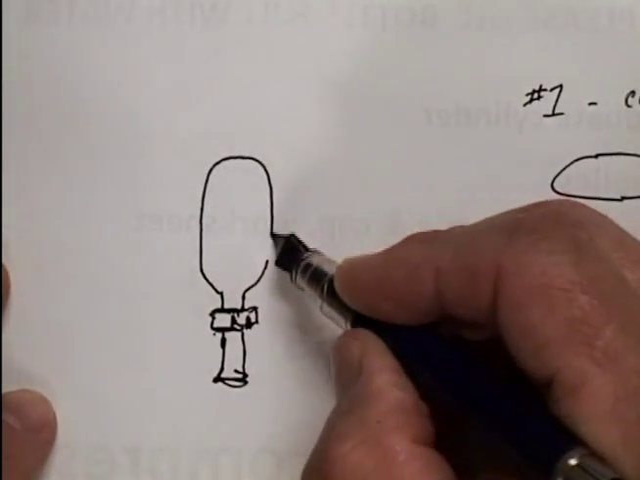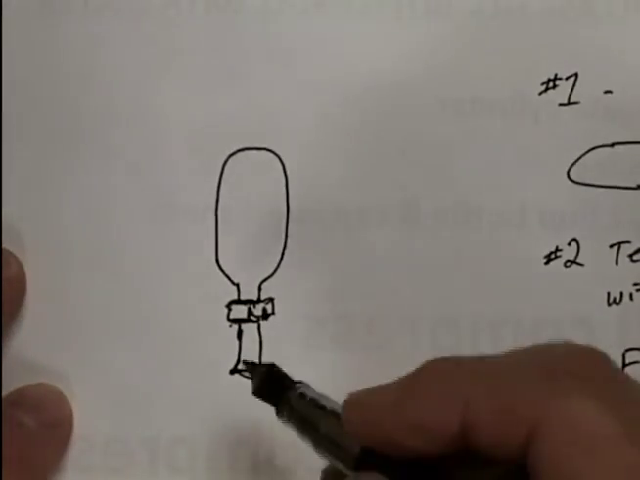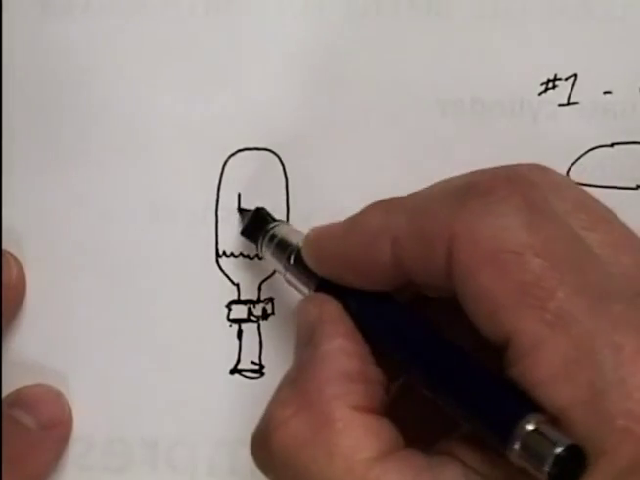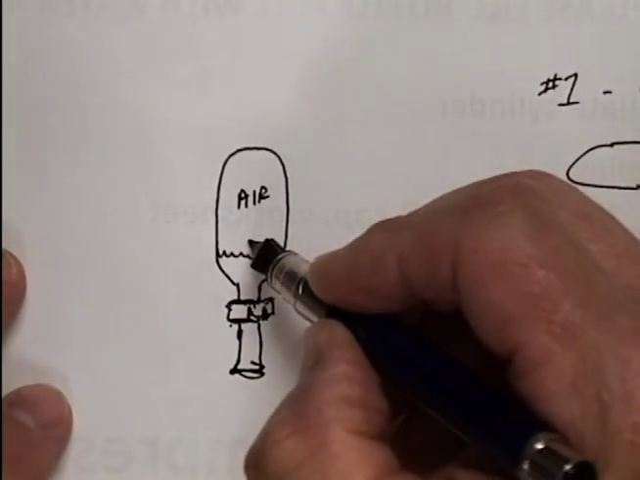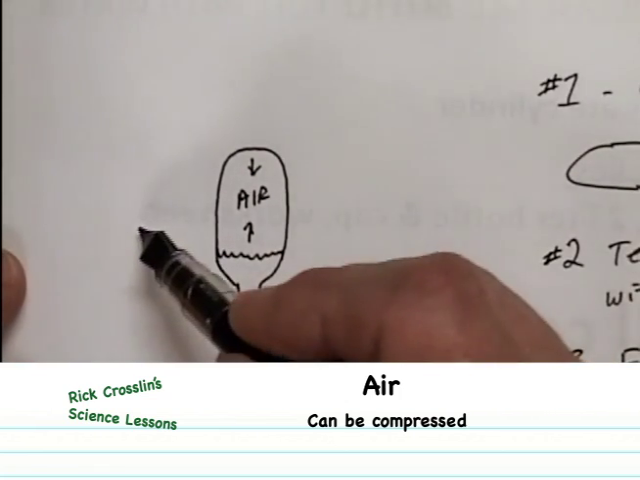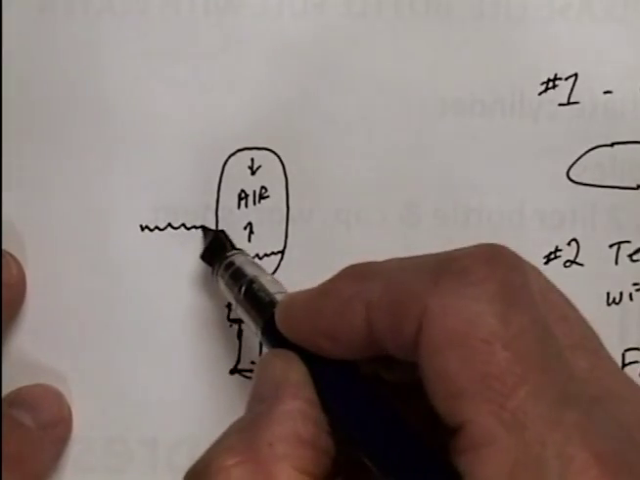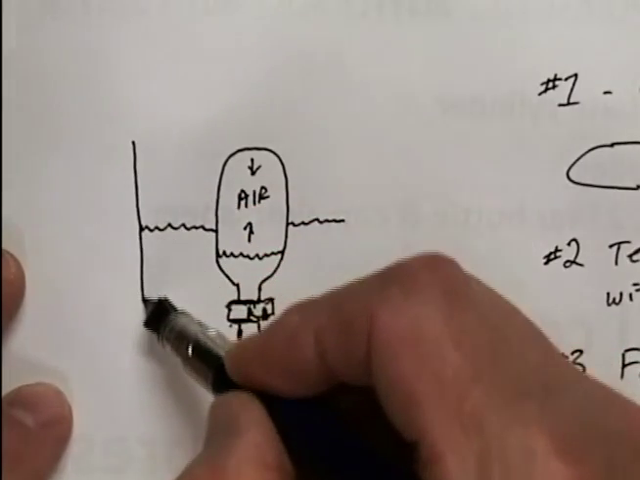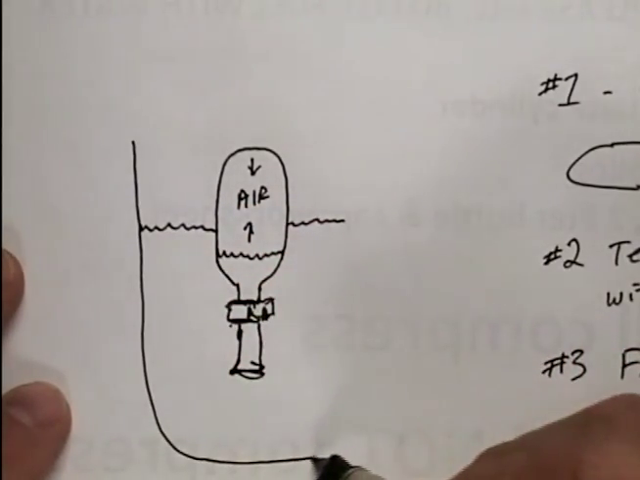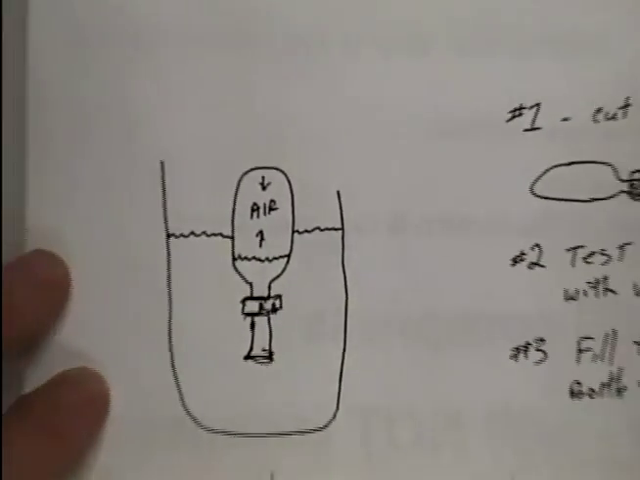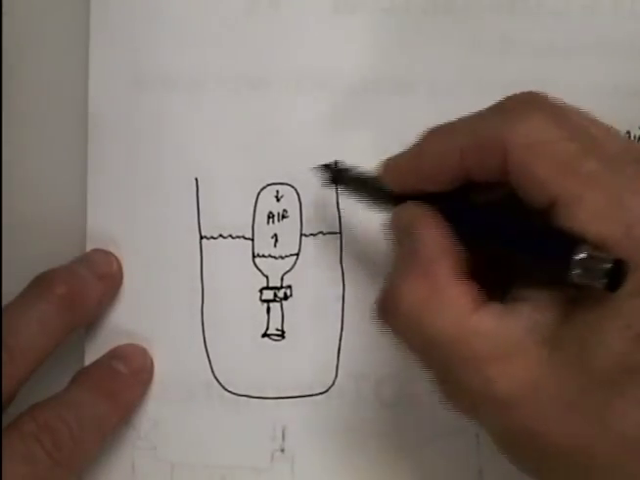The barrel pipette. Now this barrel pipette has water in it and air. So here's our air. And remember, air can be compressed. Now it's floating in a larger container.